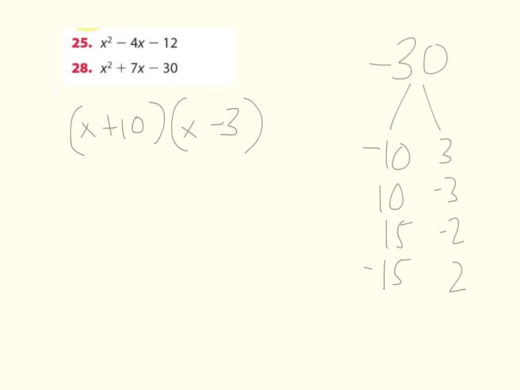So let's check that out. Let's do our little smiley face, like so. x times 10 is 10x, x times minus 3 is minus 3x, and 10x minus 3x is 7x, so that's me correct. Now I'm going to try one where the x squared coefficient is greater than 1.